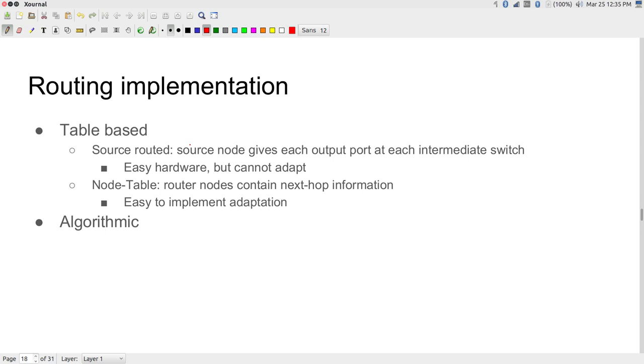What's the good part about it? Following instructions is very easy. I don't need to think. I just get to each intersection. What does the instruction tell me? Go straight, turn left, turn right, follow that. So the implementation becomes very easy. The problem is it cannot adapt at all, because the source doesn't really get a global picture of what's happening. It doesn't even get a picture of any congestion that's happening later.